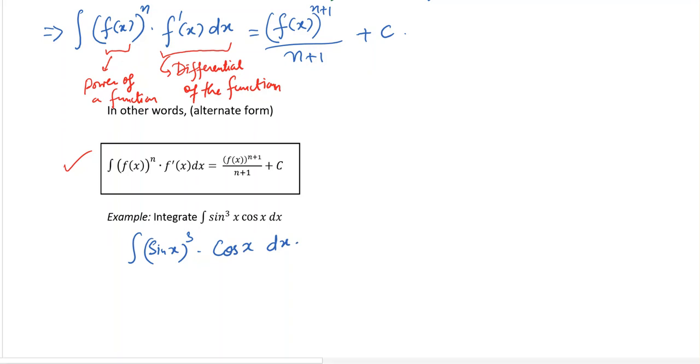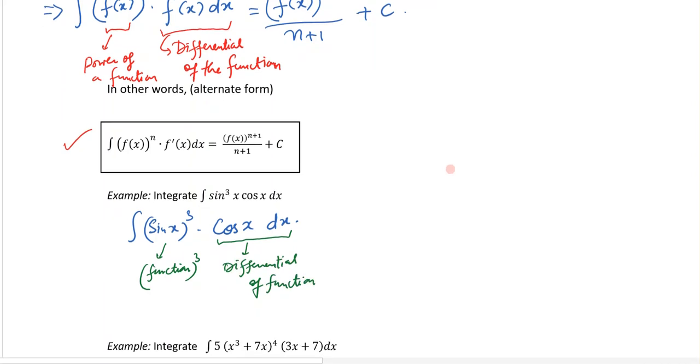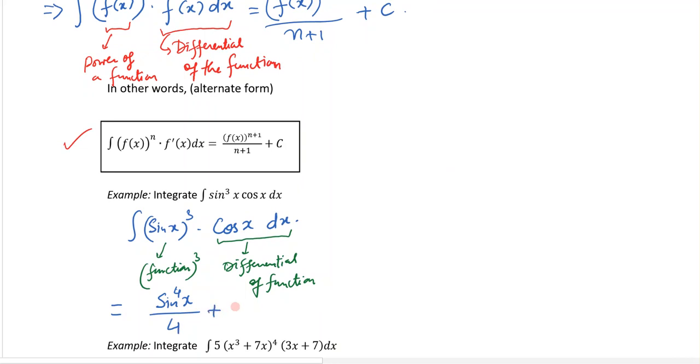If we compare this with what I already did here, we have power 3 of a function. This is our function to the power 3, and the derivative of sine x is cosine x, and with dx, this is the differential of the function. So in this case we should simply raise the power of the function by 1, so sine raised to power 4 x over 4, plus c. So that is your solution.